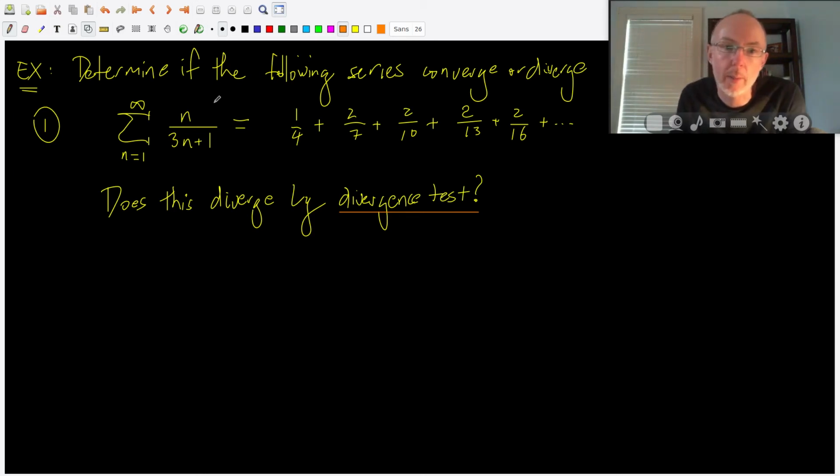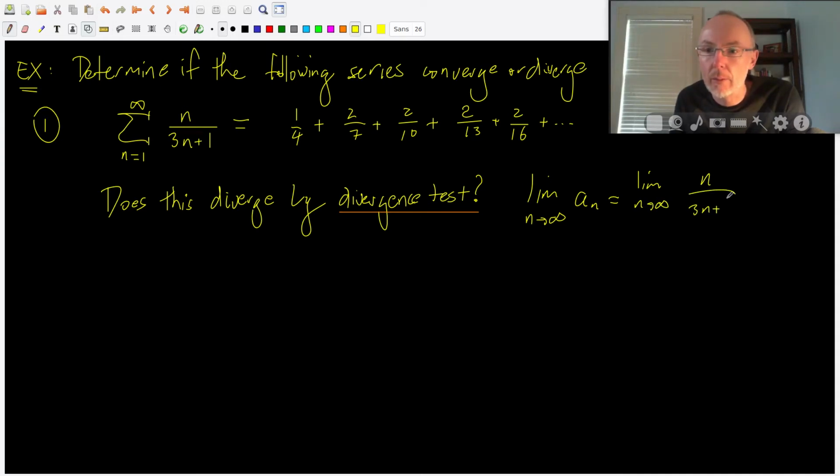We don't have to worry about whether it's a telescoping series or a geometric series or do any of the things we've talked about so far. We just need to think about what happens to the terms as n goes to infinity. So what's the limit as n goes to infinity of n over 3n plus 1? Because that is the general term, n over 3n plus 1.